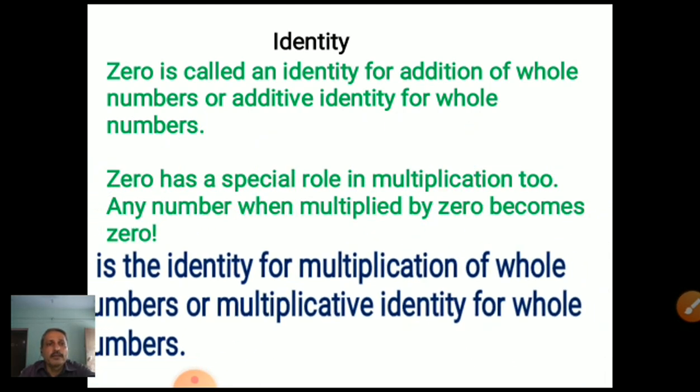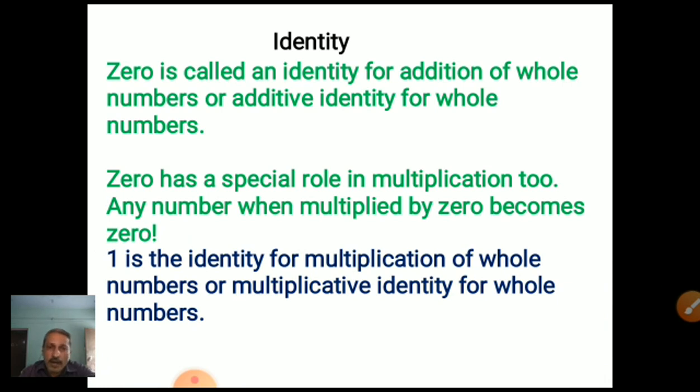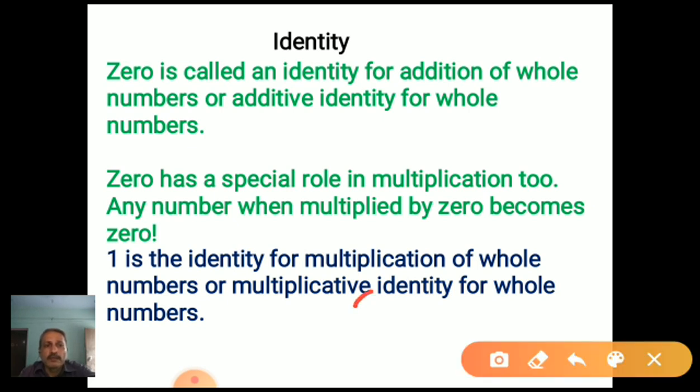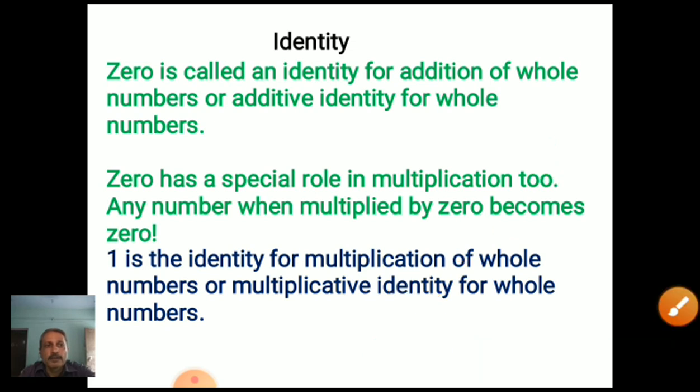So what is the identity for multiplication? 1 is the identity for multiplication of whole numbers, or multiplicative identity for whole numbers. Yes, students, see, 5 into 1, you will get 5. You get the same number, isn't it? That is the identity.